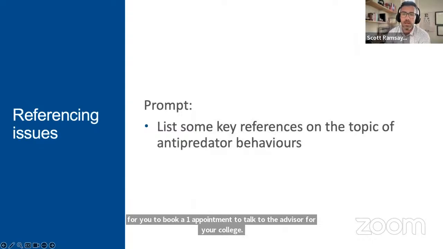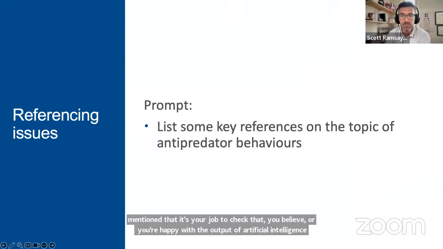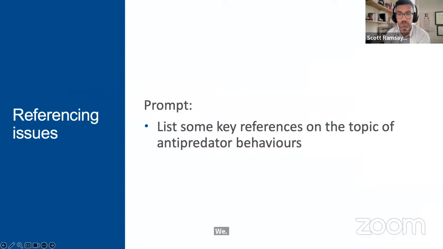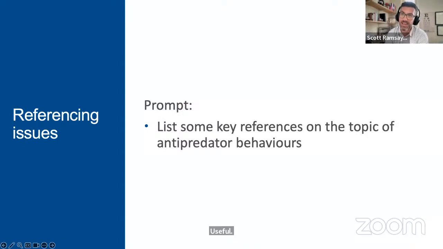Thanks. So we mentioned that it's your job to check that you believe or you're happy with the output of artificial intelligence tools. We have tried to find some examples of tasks where we think artificial intelligence is actually useful for a student in doing something in a way that has academic integrity. And actually, we've found it quite difficult.